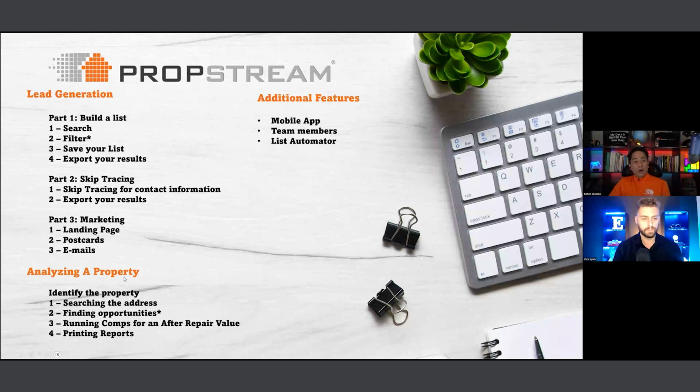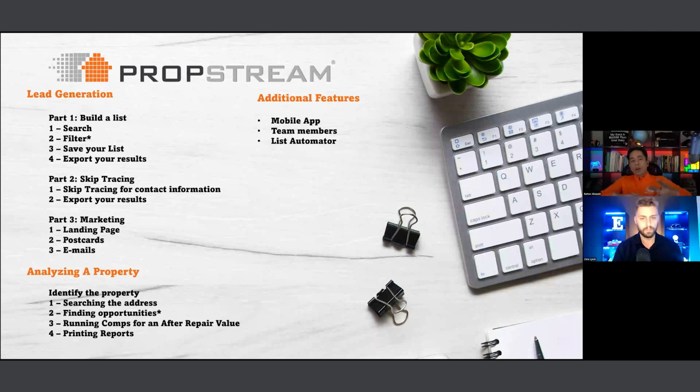And then analyzing a property. Because if you do lead generation with or without Propstream, cause and effect, if you're marketing out to properties, someone's bound to call you back. And our data can help you analyze a property. It's as simple as searching an address, finding opportunities. Like, is it because of the mortgage? Is it because they live out of state, or they own multiple properties, or there's a lien on the property? And then after you find out what those opportunities are, that essentially is the motivation to sell, you can run comps using our data to get an after repair value, or maybe looking at cash transactions to see what an as-is property would be bought for. And then finally, don't hesitate to print reports like the comp report you just ran or the property information.